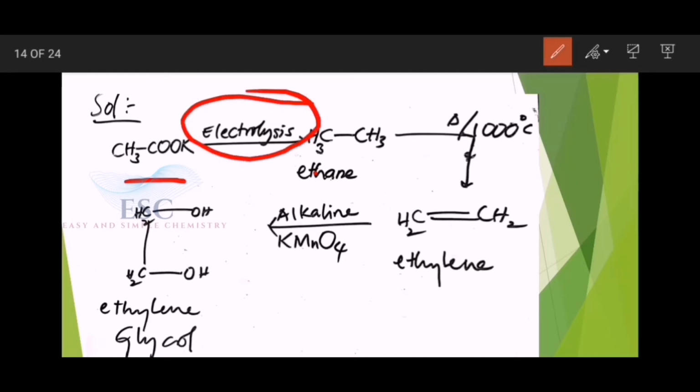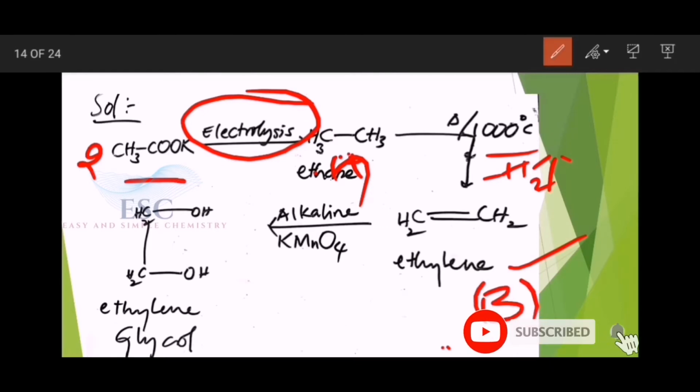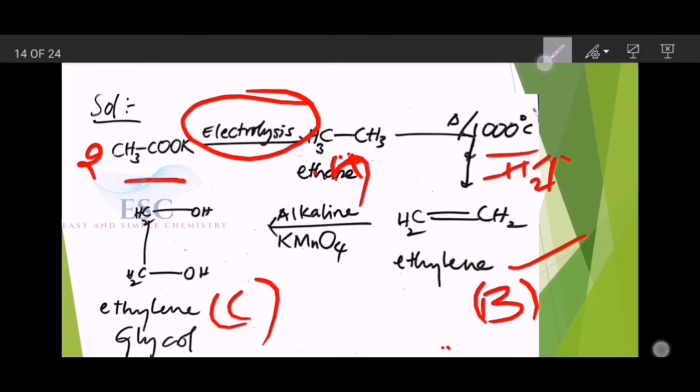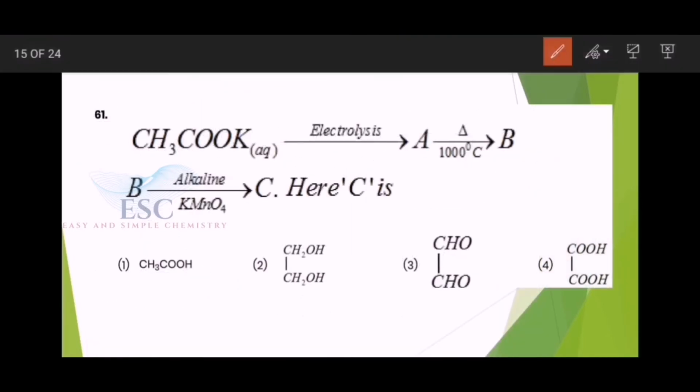In the Kolbe electrolysis process, 2 moles of potassium acetate form ethane, that is the product A. When ethane is heated at high temperature, that is 1000 degrees, it loses H2 gas to form ethylene. So this is B. When ethylene is reacted with alkaline potassium permanganate it forms ethylene glycol, that is the C product. So what is the correct option? Here ethylene glycol is the correct option.